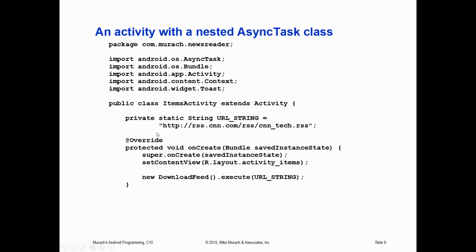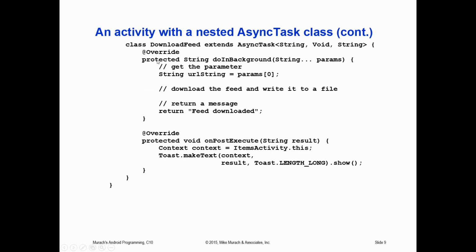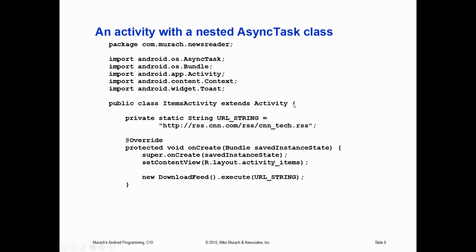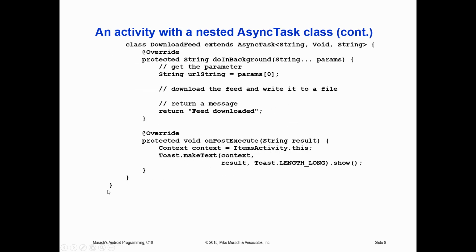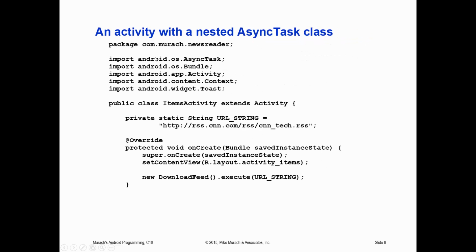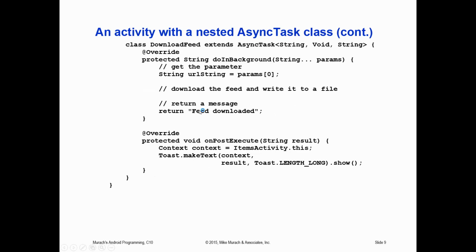All right? So you have a class within a class. So the DownloadFeed class, and we don't see it here because it's right there, but that DownloadFeed class, there's our beginning curly brace, there's our ending curly brace. So this DownloadFeed class that extends AsyncTask is inside of the ItemsActivity class. So this class, as you can see, begins by defining a constant for a string that contains the URL with the RSS feed.